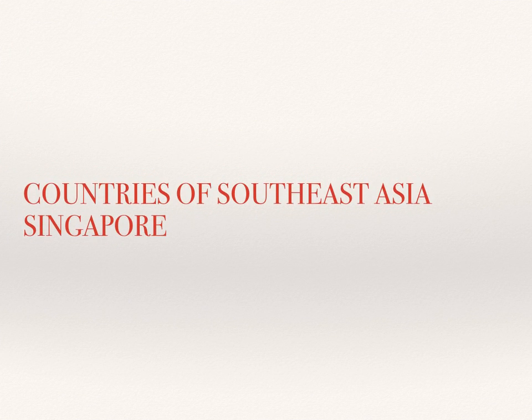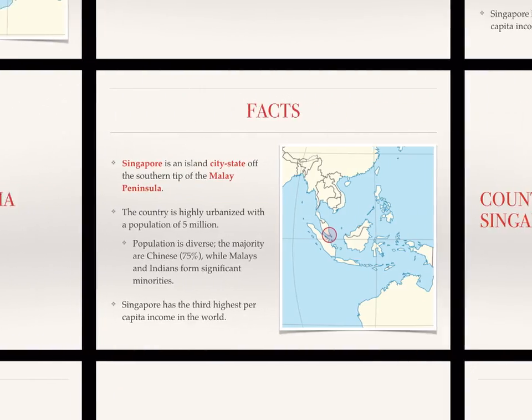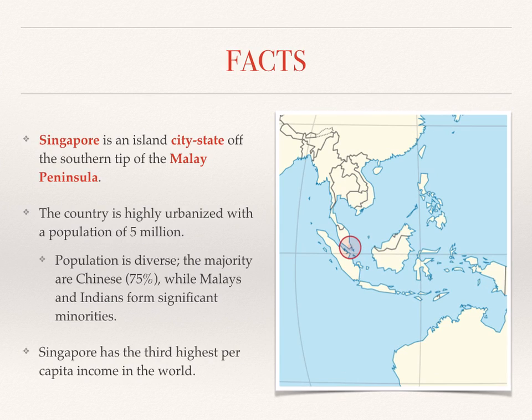Countries of Southeast Asia, Singapore. Facts. Singapore is an island city-state. It is a nation. They refer to it as a city-state. It's off the southern tip of the Malay Peninsula, so it's almost part of Malaysia. The country is highly urbanized, with a population of about 5 million. About 75% of these are Chinese, and the rest are ethnic Malays and Indians.